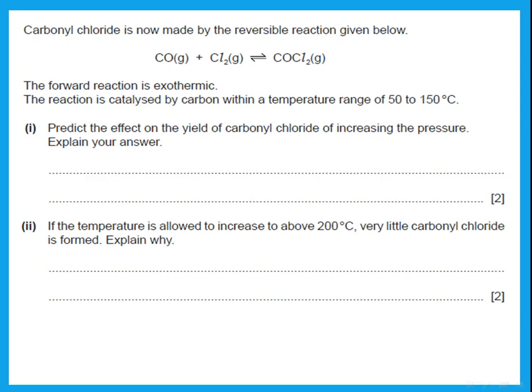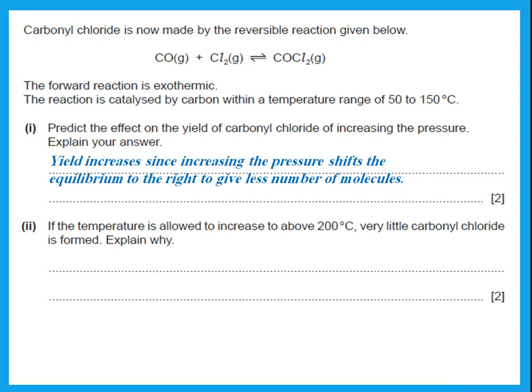So if I predict the effect of increasing the pressure, you know that increasing the pressure will go to the side with less number of molecules. In this case, it will go forward, or it will go to the right. So that means it will give more and more of COCl2. So the yield increases. Why? Because increasing the pressure shifts the equilibrium to the right, or to the forward reaction, to give less number of molecules.